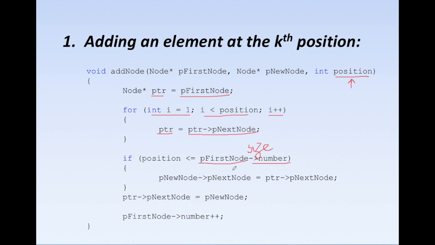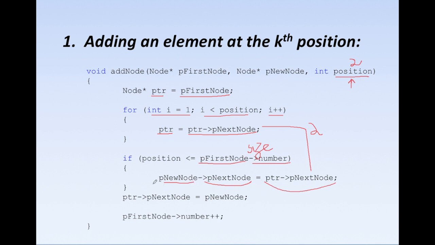So if position is less than the size, which is within the linked list, then p new node dot p next node is equal to pointer dot p next node, and that's the first step. So the first step is that I set the pointer of the new node equal to pointer dot p next node, which is the same one, both pointing to position 2 if position was 2. Okay, so now I have new node and pointer, they're both pointing to position 2.